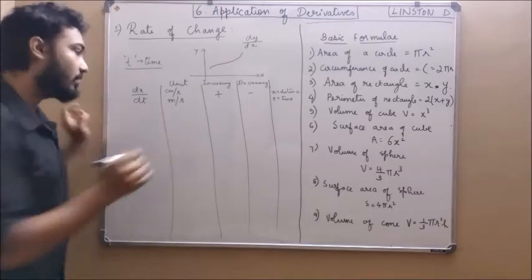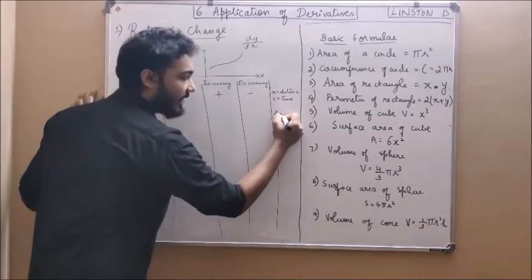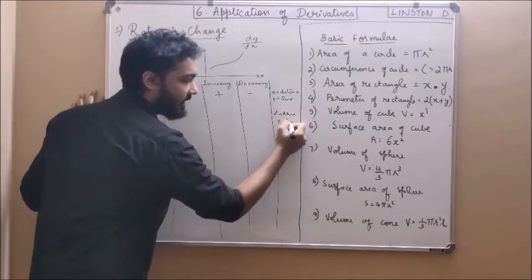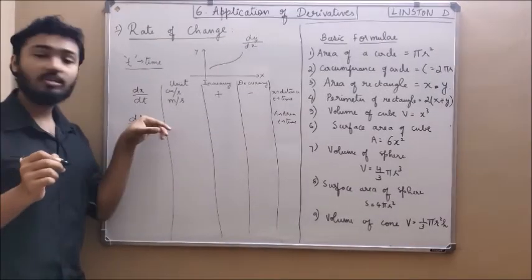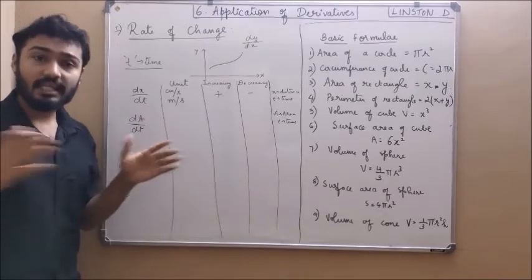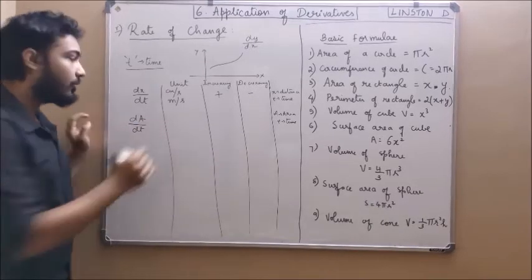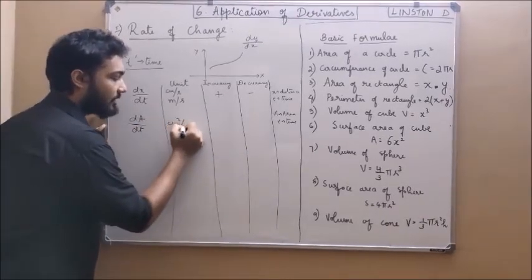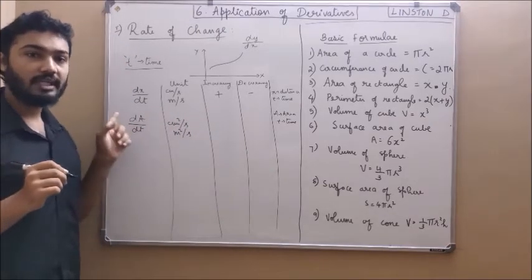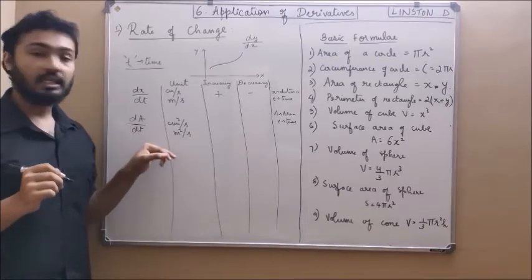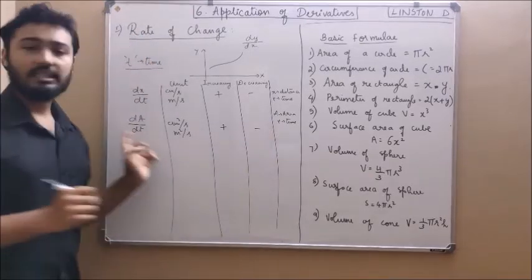Next rate of change we need to know is dA by dt, where A is nothing but the area and t is nothing but time. Now what is dA by dt? dA by dt is nothing but rate of change of area with respect to time. How the area changes with respect to time. So what would be the units? Unit of area would be either centimeter square per second or meter square per second. So this would be the unit of dA by dt. Next, if the area is increasing it will be positive, if the area is decreasing it will be negative. These things you should know.